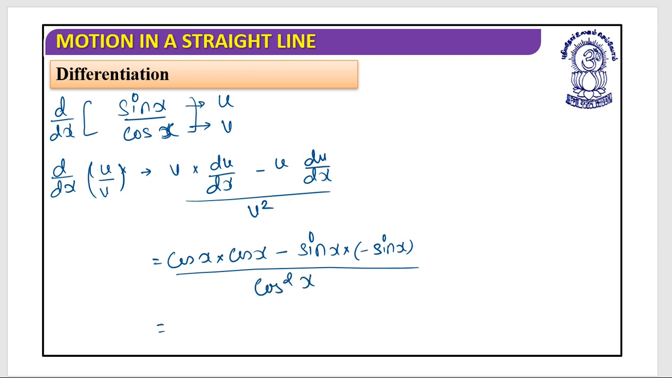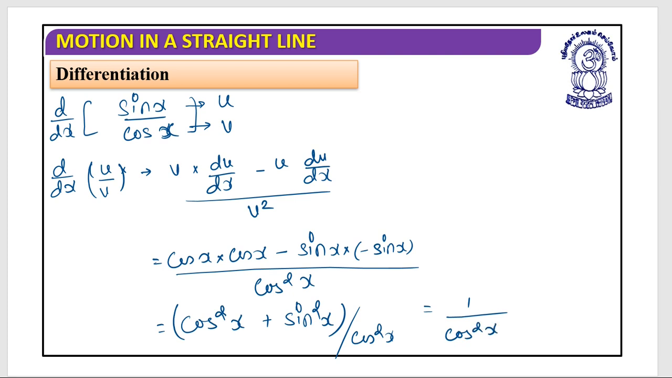So this term would be cos x into cos x, this is cos square x, minus minus plus sin square x, whole divided by cos square x. So that would be cos square x plus sin square x, which is 1, divided by cos square x again, that would be sec square x. Yes, will you be able to solve this? Are you sure?